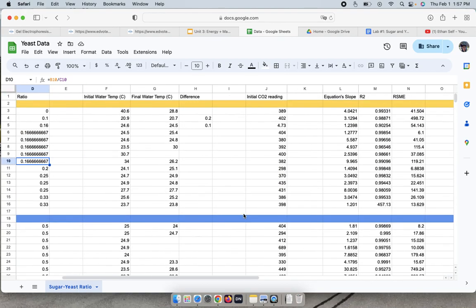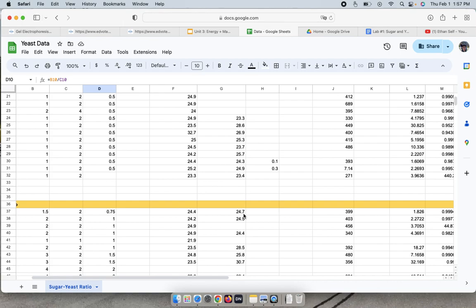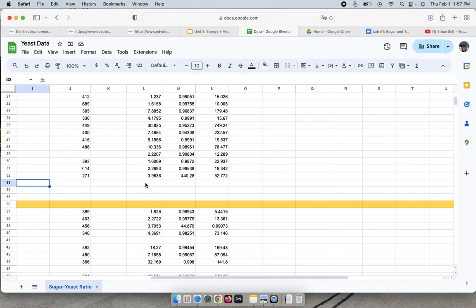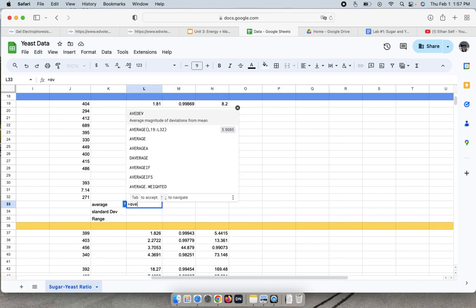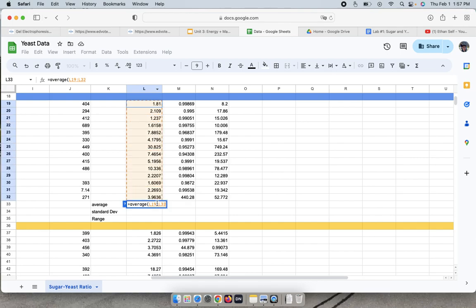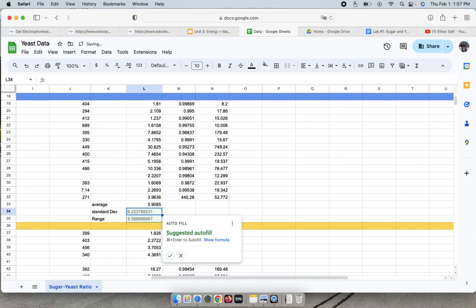Now, in terms of computations, here are the computations that you can use. We can calculate average, standard deviation, and range. So I'm just going to type in here, average, standard deviation, and range. Okay, every time you do a computation, you always start off with equals. You're then going to type in what you want to solve. So I'm going to type in average, and then I'm going to highlight this, and I'm going to press right parenthesis. I'm not going to do autofill because I don't want that.